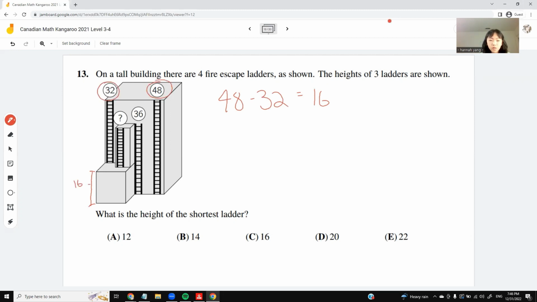So now to calculate the height of this ladder, since the shortest ladder and the ladder that's 36 feet tall both end at the same point, we can just do 36 minus 16, which is equal to 20. And that means that the shortest ladder is D, 20 feet tall, and that should be your correct answer.